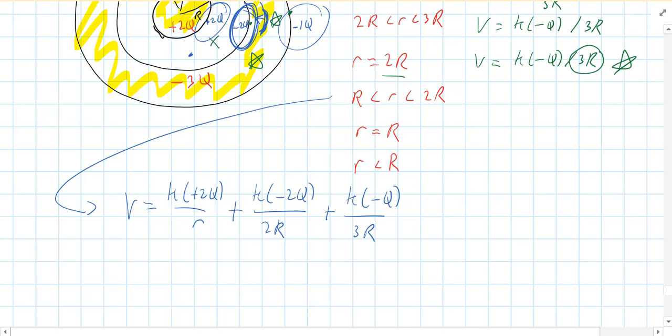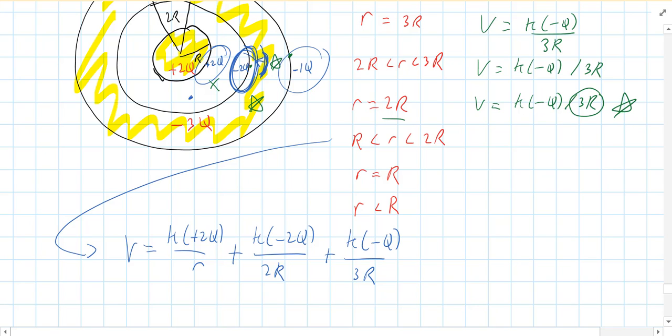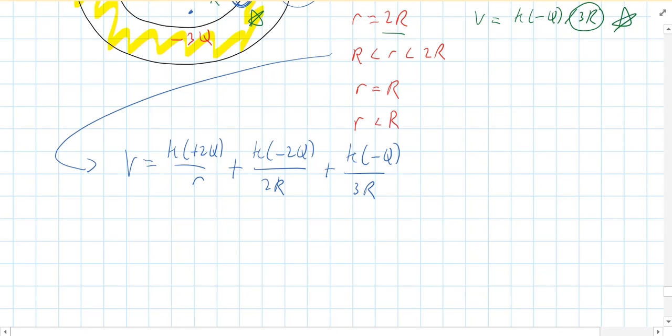So you're basically adding the effects of this negative 1q, that's here, this negative 2q, that's there, and this positive 2q. And since we're outside of that, that's going to vary. Now, of course, you can combine like terms here if you wanted to.